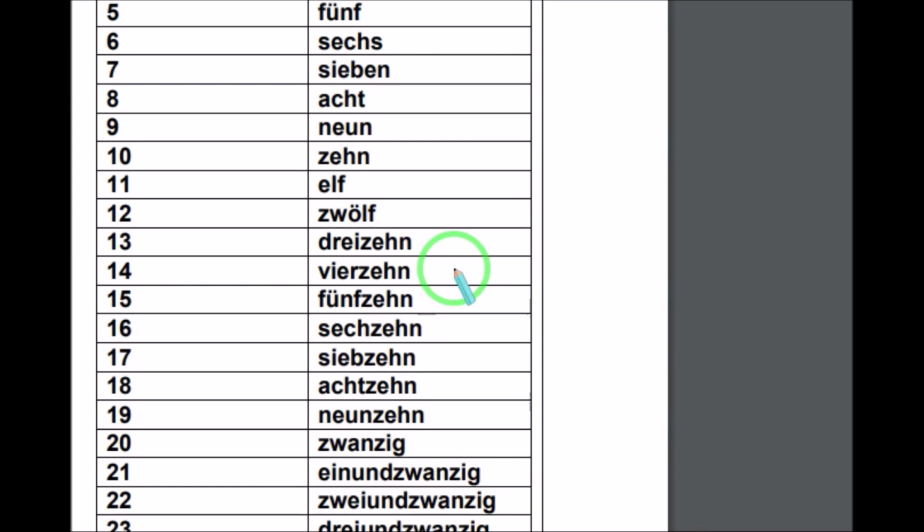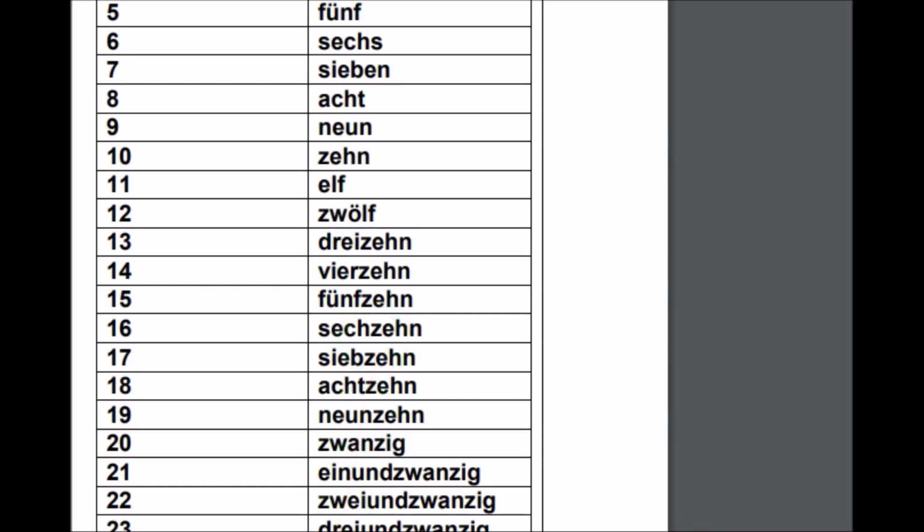15, fünfzehn. 16, sechzehn. Here, if you look at number 6, the full spelling is S-E-C-H-S. But in 16, the S has been eliminated because there is a rule that S and Z cannot be together.